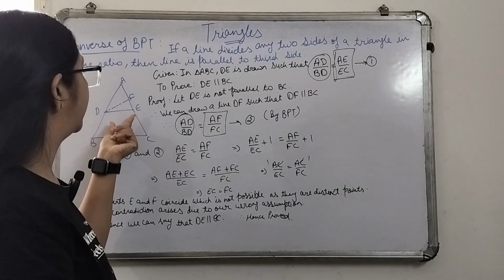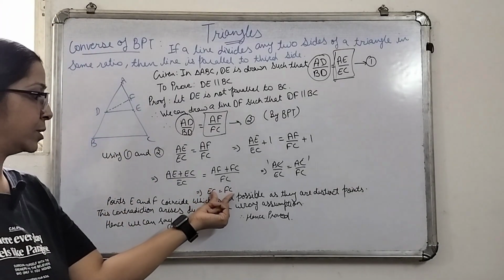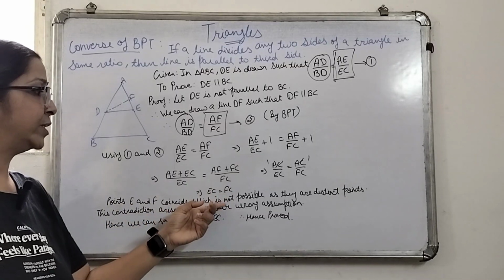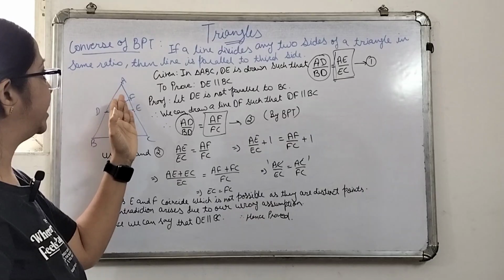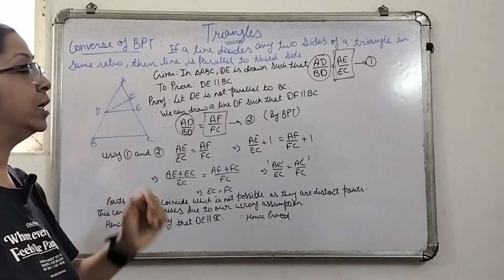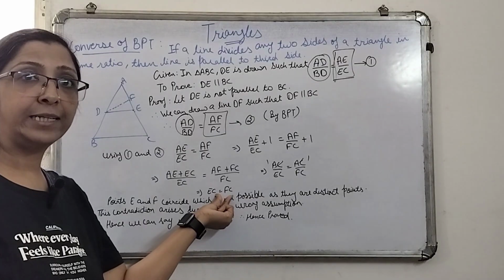Actually, DE is parallel to BC. So points E and C coincide, which is not possible as they are distinct points, because it was our assumption that point F and point E both are distinct points, and as per this they should coincide with each other.